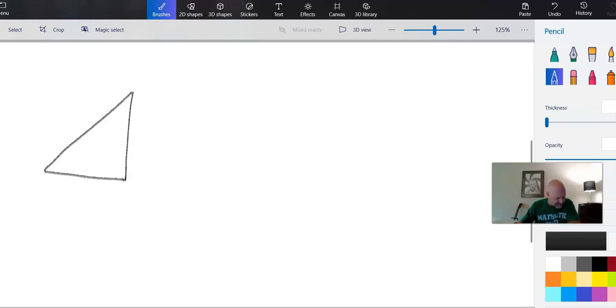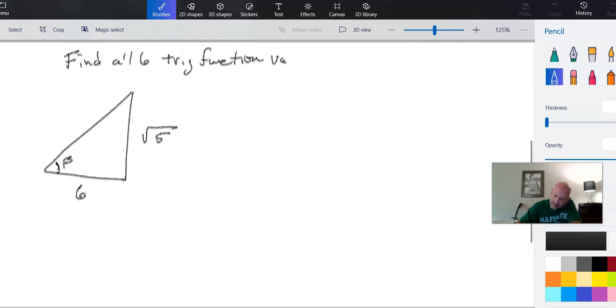And the measurements we have are 6, square root of 5, and this angle we'll call beta, right? So that's the angle beta here. And we want to find all 6 trig function values for beta, right? That's what we're going to be working on. Okay, so go ahead and pause here and see if you can scratch it out. Go ahead and pause it. I said pause.